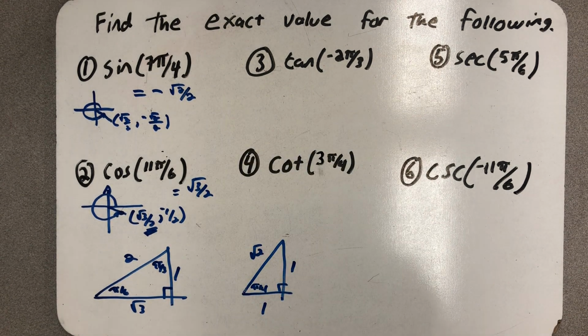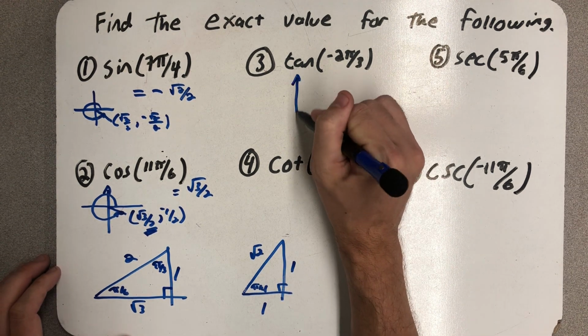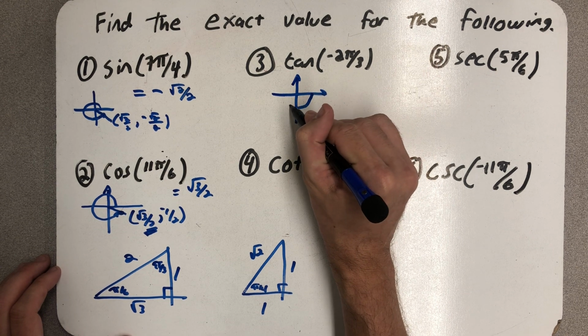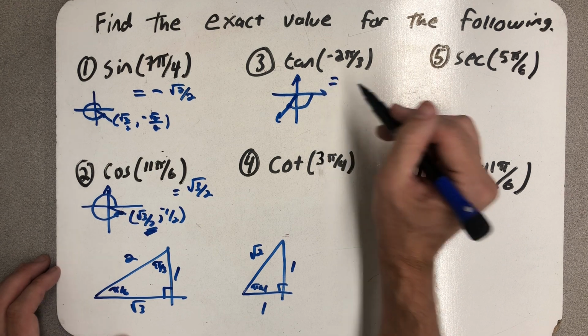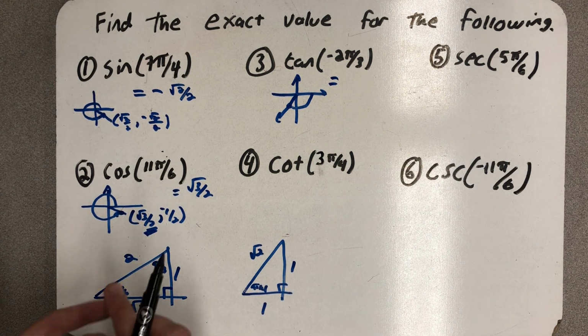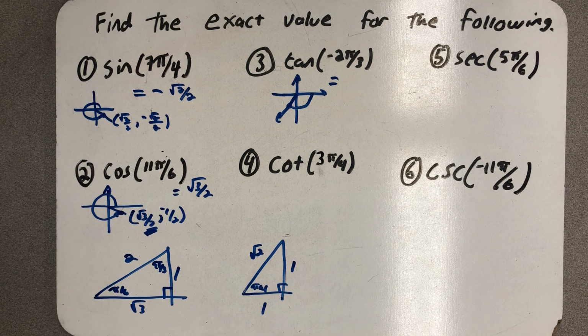Moving right along, tangent of minus 2 pi over 3. So this time I'm rotating in the opposite direction. Pi over 3 and then 2 pi over 3 over here in quadrant number 3, where I know tangent's going to be positive. If I wanted to use my reference angle, that pi thirds reference angle, I could think about tangent being the opposite over the adjacent.